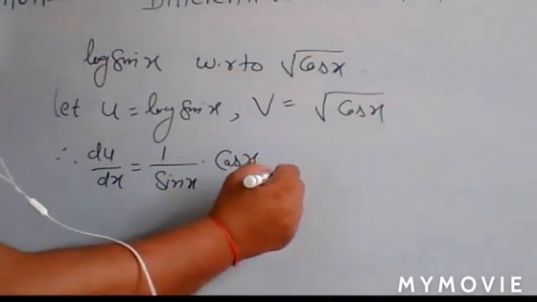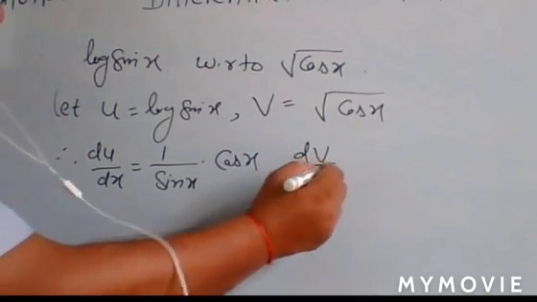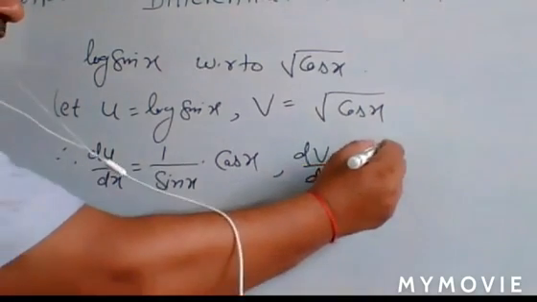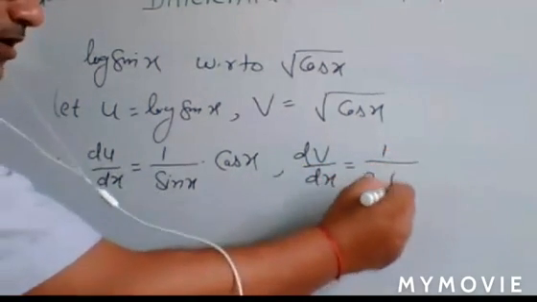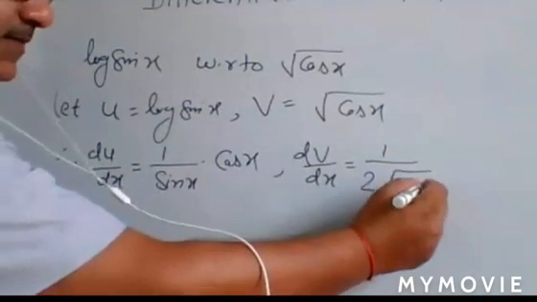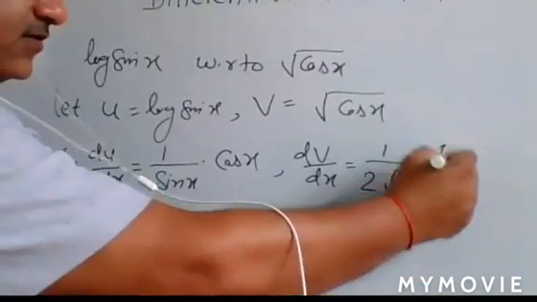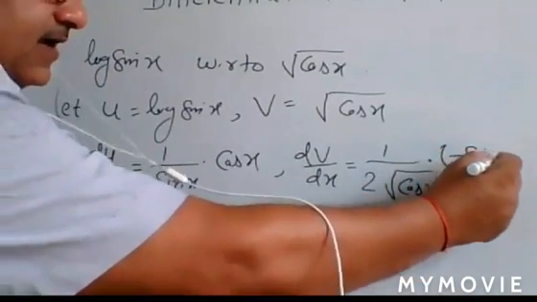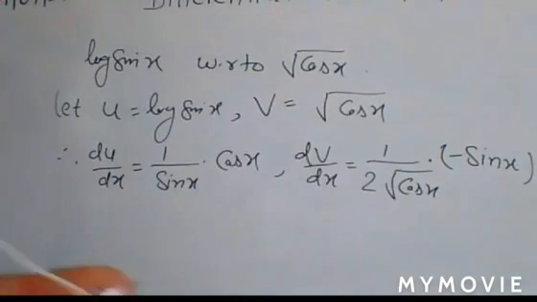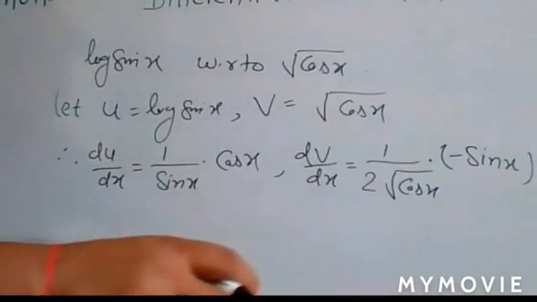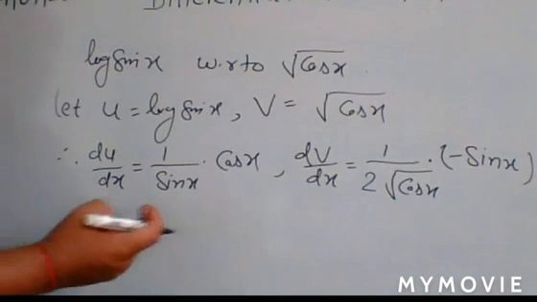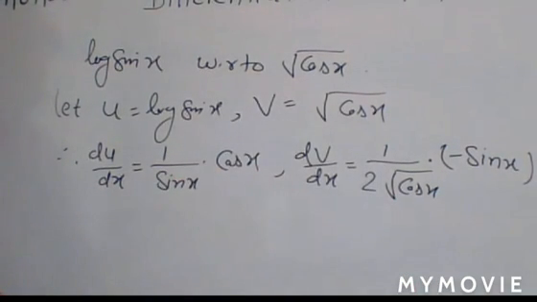In the same way, the value of dv by dx is equal to 1 upon 2 under root cos x, and the differentiation of cos x, so you write minus sin x. Okay, so here you have the value of du by dx and dv by dx.